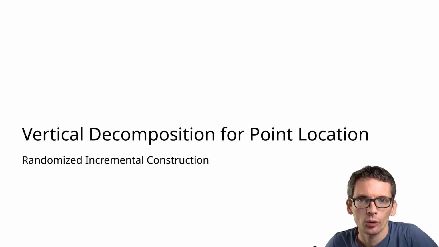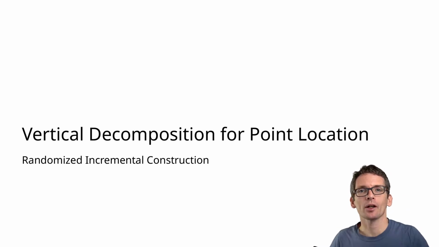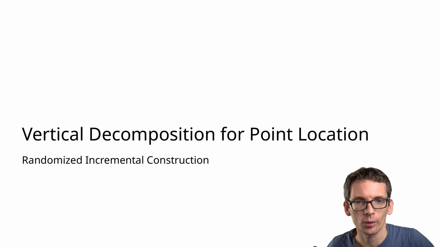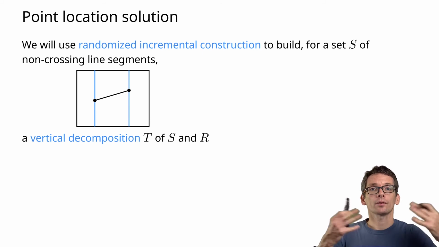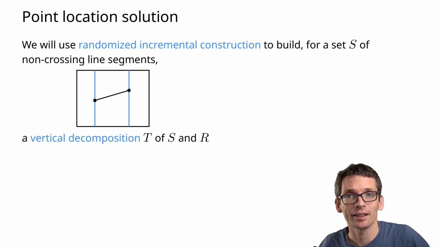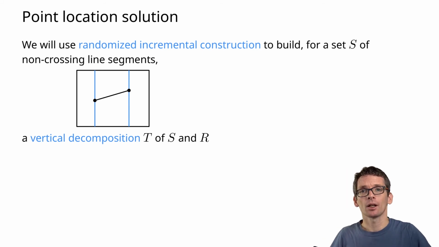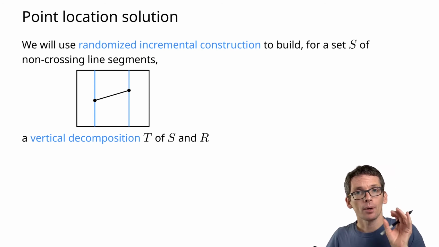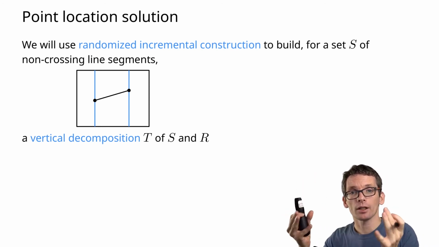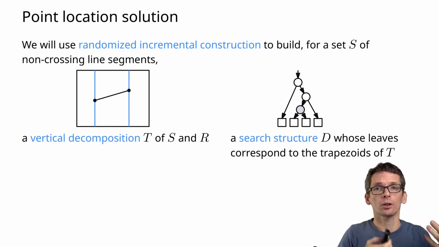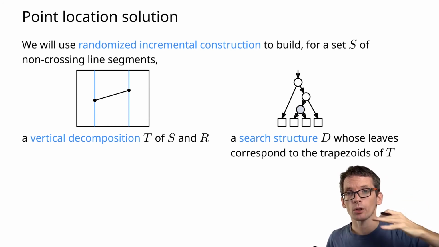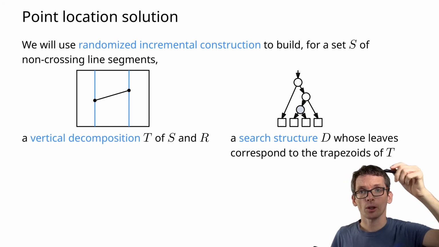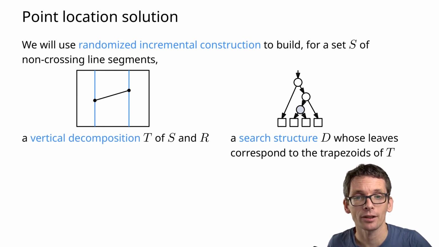Let's construct the vertical decomposition using a randomized incremental construction. So what we're going to construct is the vertical decomposition of a set of line segments S as input and a bounding box R. But next to the vertical decomposition as such, we're also going to construct a search structure where the leaves of the search structure will correspond to the trapezoids, and the search structure will actually allow us to do fast point location.